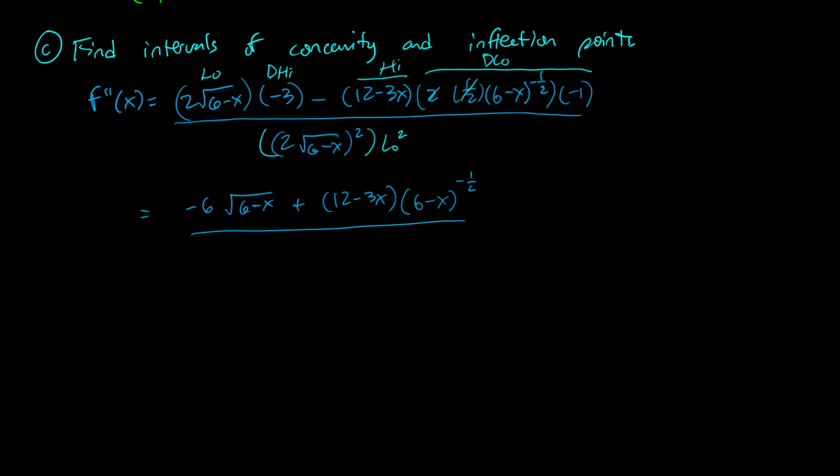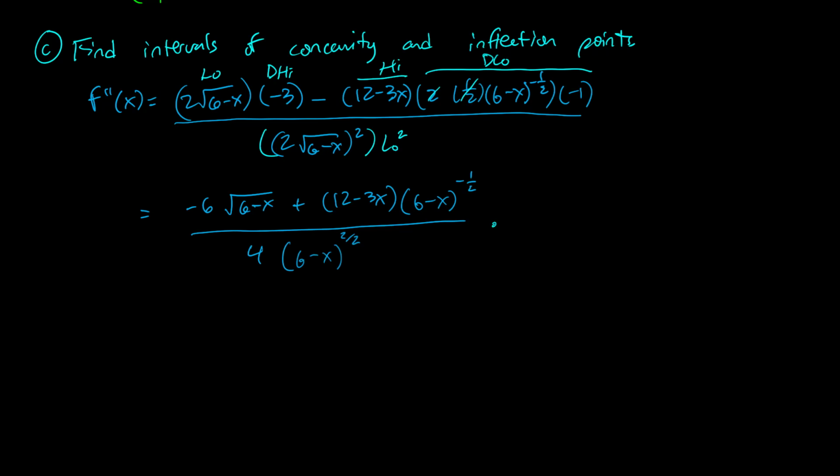We don't like that at all. In the denominator, we have a 4 times the square root of 6 minus x squared, which I know is 6 minus x, but just trust me for a second here. We're going to write that as 2 over 2, and I'll tell you why. We don't like that negative exponent in my numerator, so I'm going to get rid of it, and here's how I'm going to do that.